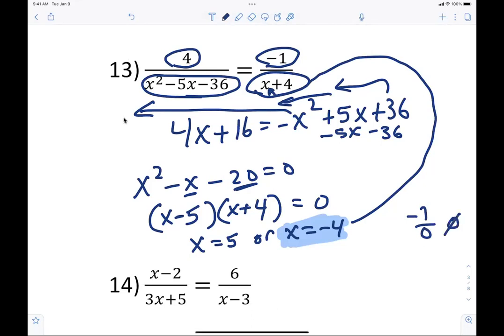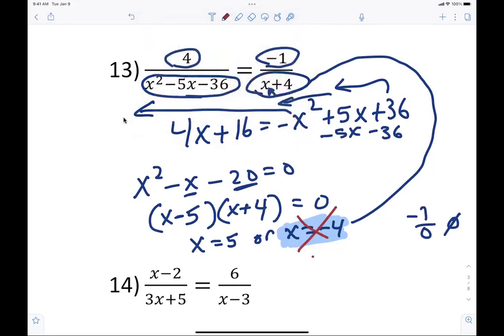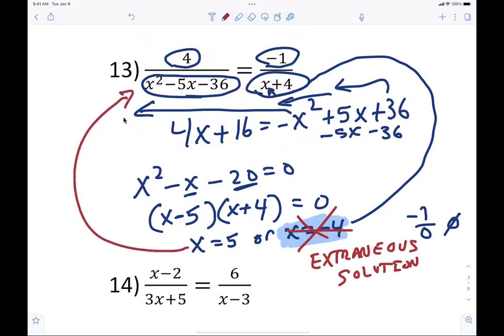All right. So x equals -4 technically is not a solution. It's called an extraneous solution. So it does not work because you're going to be dividing by 0. And if I plug in 5 into here, it will not be 0. Or if I plug 5 in here, it will not be 0.